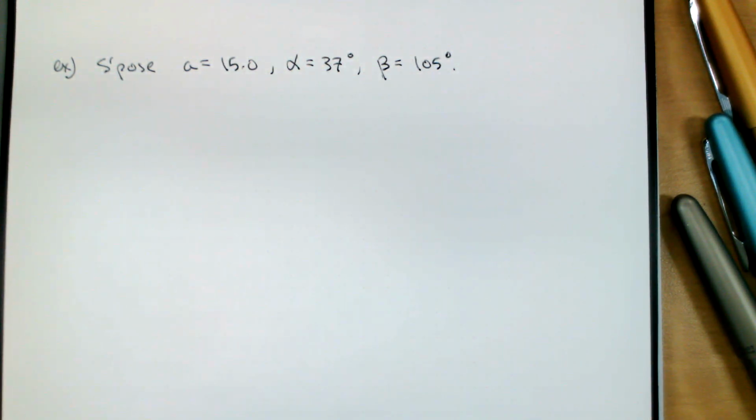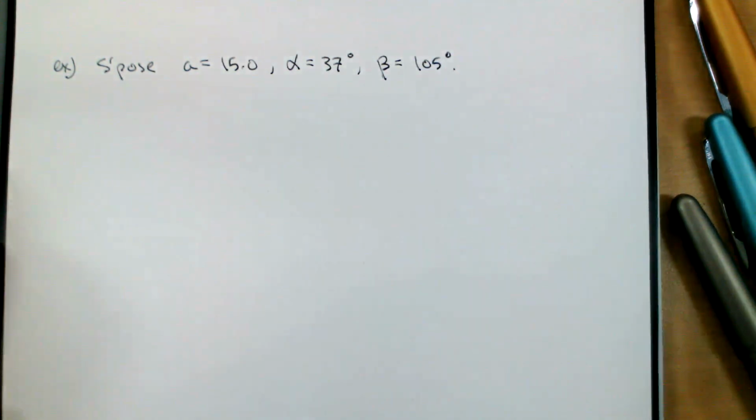So, two things to notice about this example. Suppose we know that side A is 15, angle alpha is 37, and angle beta is 105. One thing that we want to point out is that the law of cosines is not available to start with. We cannot open with the law of cosines. I don't have a full set of information. I've got A and alpha and beta. I don't have an A, a B, a C. I've also only got one side, and the law of cosines requires at least two sides. So law of cosines not available.